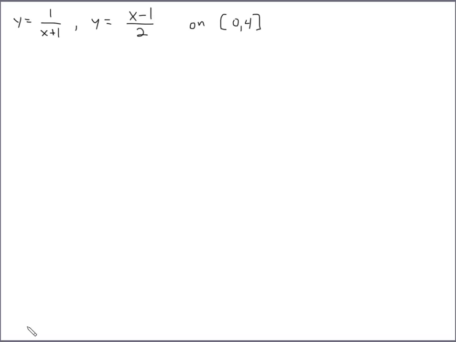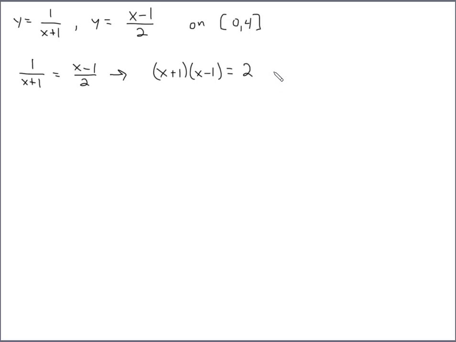Let's do that. To find the intersection x value, set the two functions equal to each other. So 1 over x plus 1 is equal to x minus 1 over 2. Probably the easiest way to solve this is to cross multiply. So 2 times 1 is 2. Let's write it like this, x squared, or not x squared, sorry. It will be squared after we multiply it out, but it's x plus 1, x minus 1 is equal to 2.